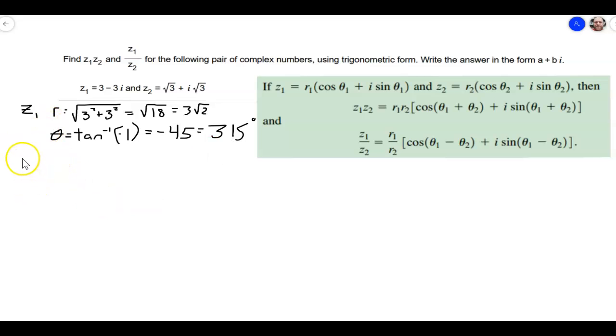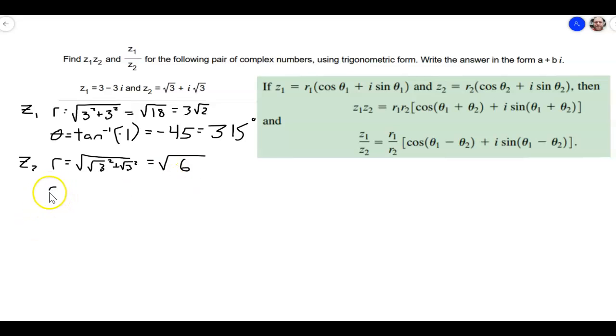All right, so for z2, our r is going to be equal to the square root of 3 squared plus the square root of 3 squared. So that's the square root of 3 plus 3, which is the square root of 6. We can just pretty much leave it like that. You can't really reduce that anymore.